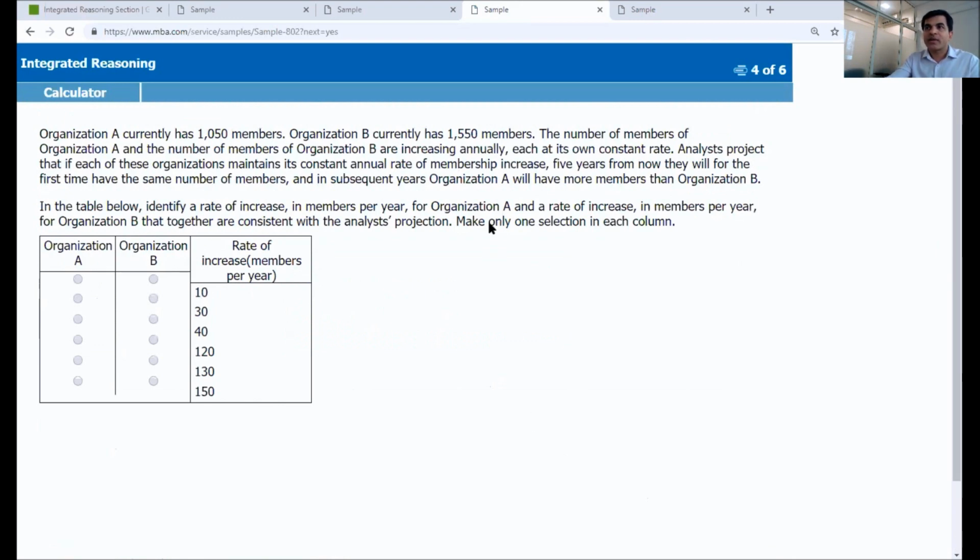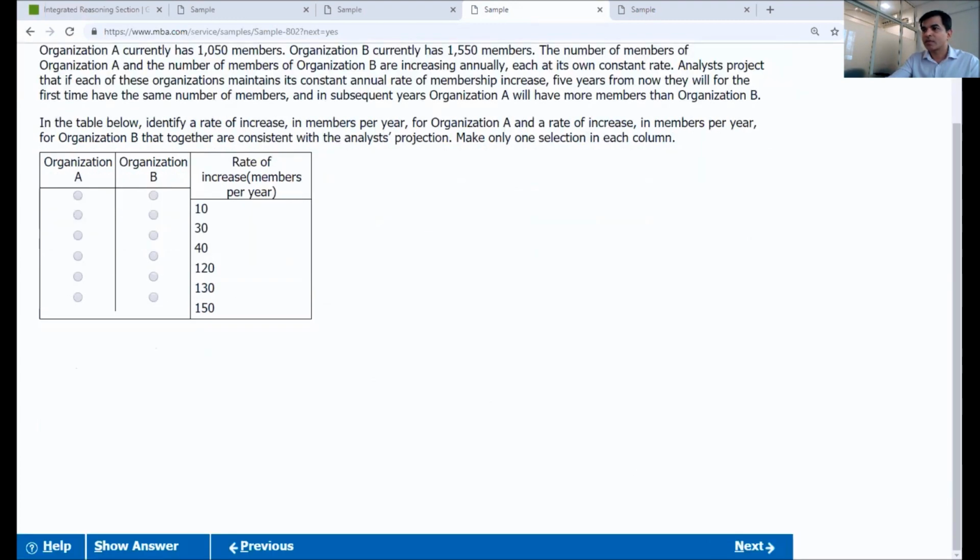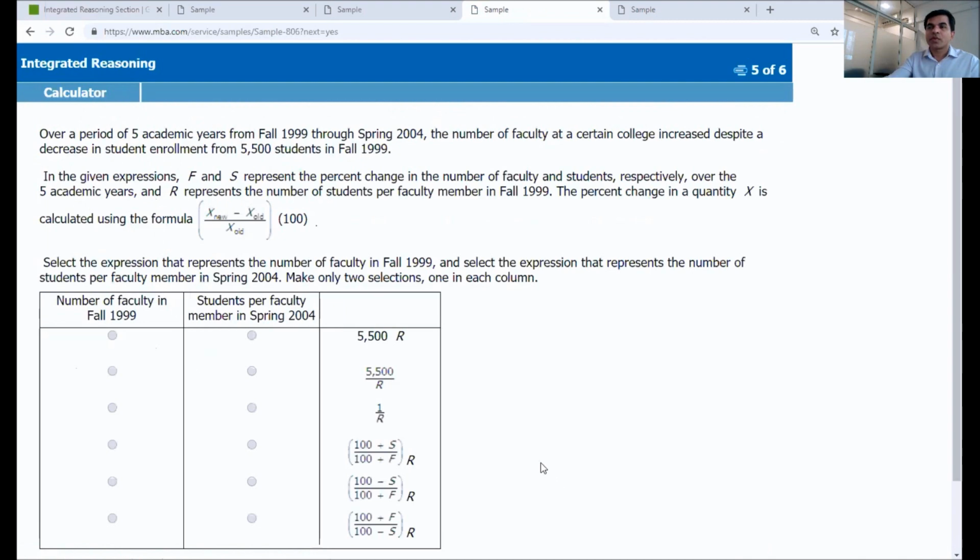This is an example they have given of numeric data. As you can see, lots of numeric data here. Another example of numeric data. So these are some of the questions given online.